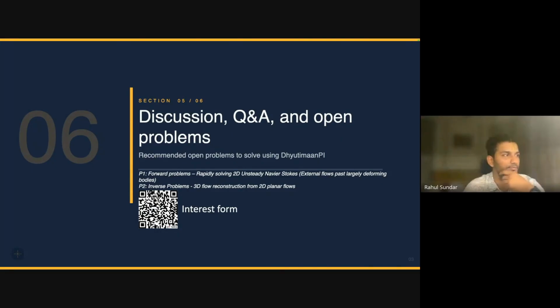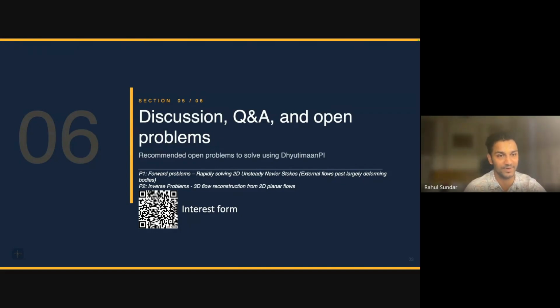Yeah, so these are some of the open problems that I feel you could try and solve using Dhyuti. At least problem 1 has verifiable solutions. Problem 2, not so much, it's pretty much open-ended. Given that there are 2 tracks even in CAIC, verifiable and open-ended problems, I think you can take one of them to each of these tracks. And problem 1 is basically, how can I rapidly solve the 2D Navier-Stokes equation?